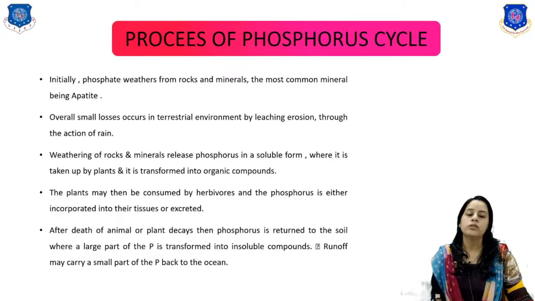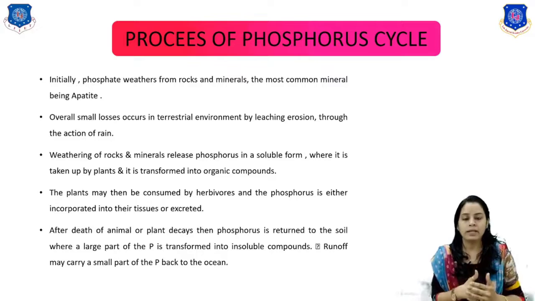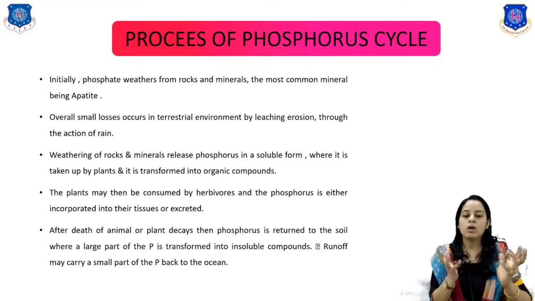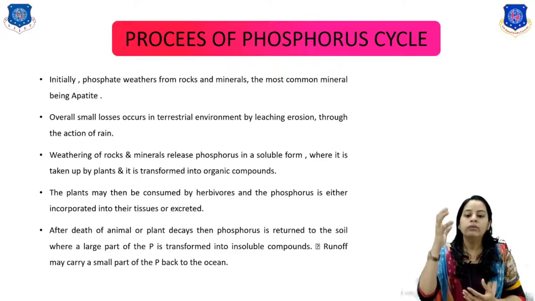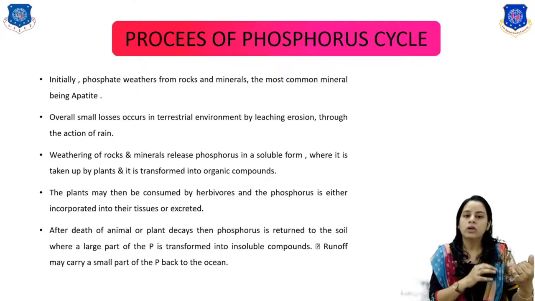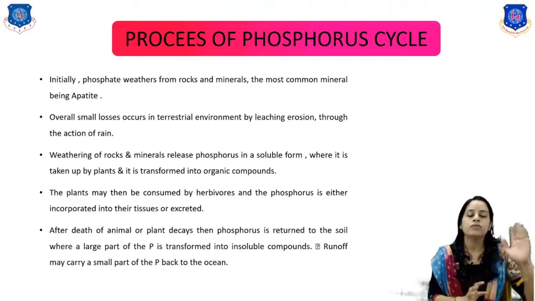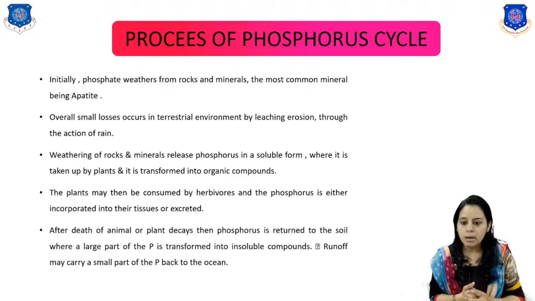Now, the process of the phosphorus cycle: initially the phosphate comes from rocks and minerals, the most common mineral being apatite, right? So overall small losses occur in the terrestrial environment by leaching and erosion through the action of rain, and the weathering of rocks and minerals releases the phosphorus in a soluble form, where it is taken up by the plants and transformed into various organic compounds, right?